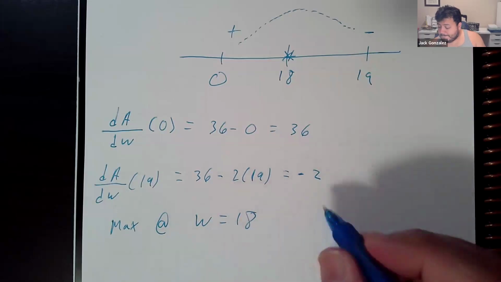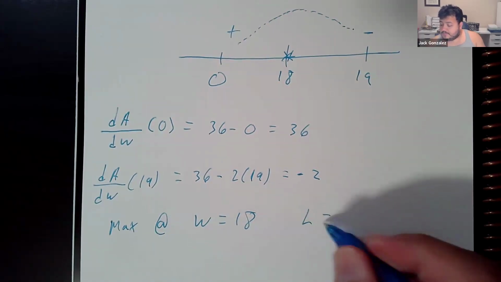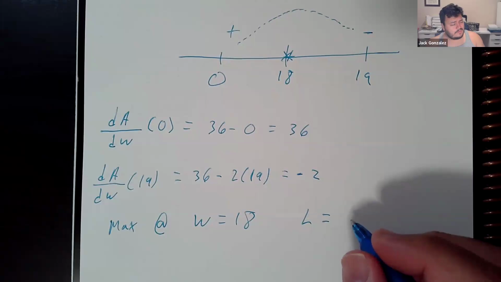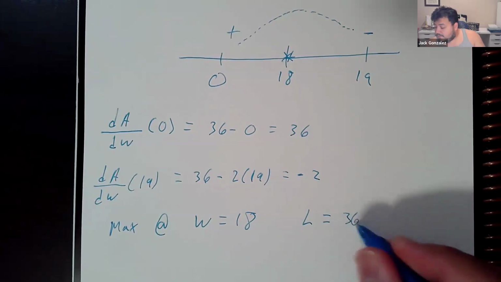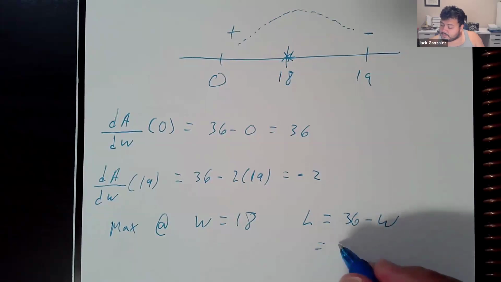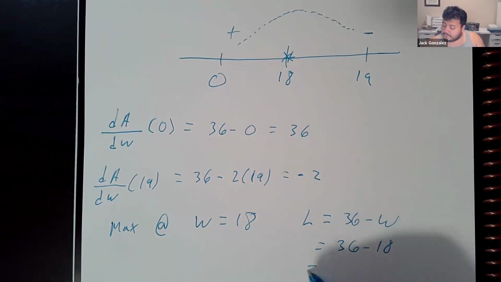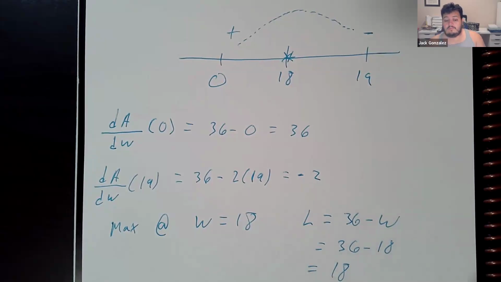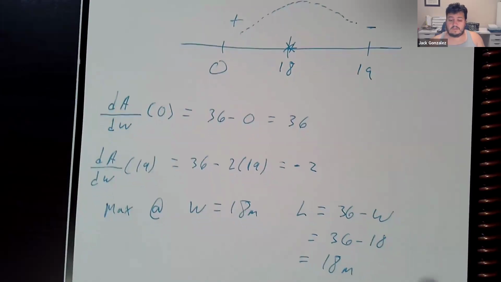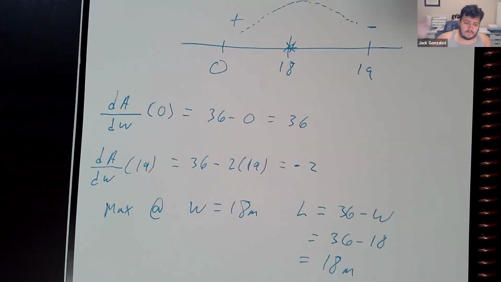So we know that length is equal to 36 minus W. So that would mean that this is 36 minus 18. So it just so happens that both are 18. They're not that interesting, but you see how it works, right? We're figuring out the formula for whatever they're asking for, and then we're taking derivatives to find the maximum. That's pretty much it in a nutshell.